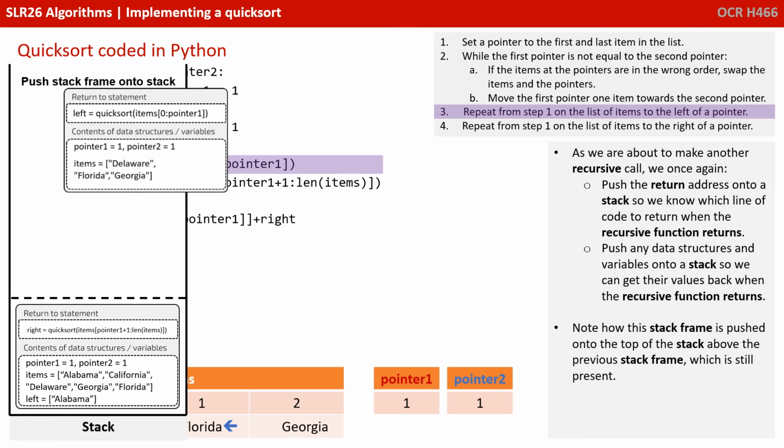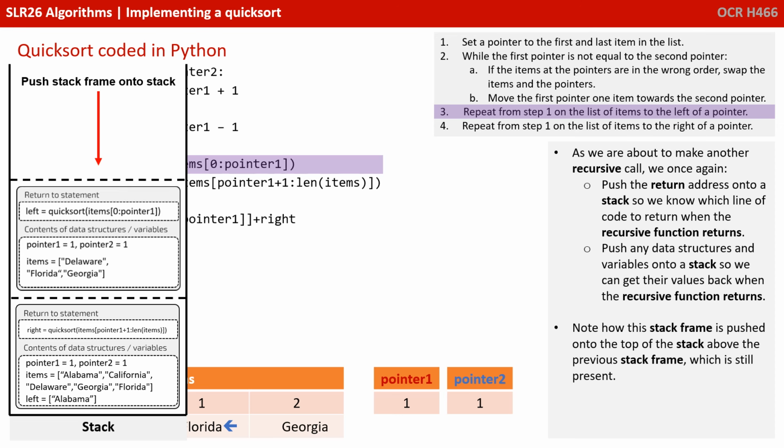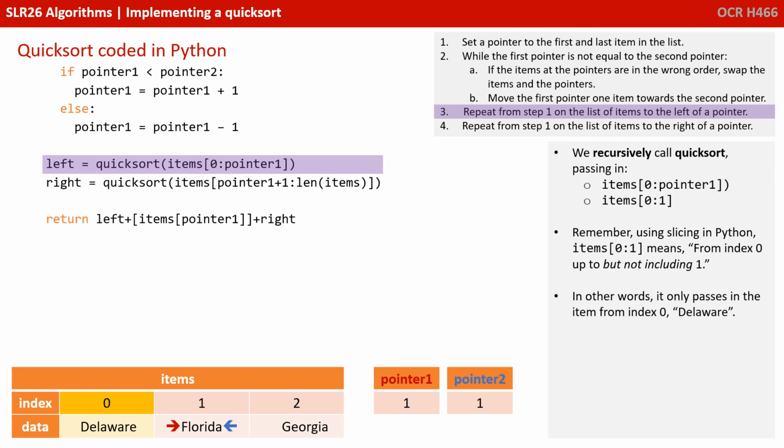As we're about to make another recursive call, we once again push the return address onto the stack and any data structures or variables. Note how this stack frame is pushed on top of the stack above the previous stack frame, which is still present. So we recursively call quicksort, passing in items 0:1. This, as you know, means we're just passing in element 0, Delaware, everything to the left of our new pivot point, Florida.